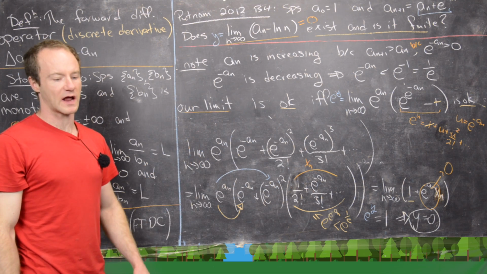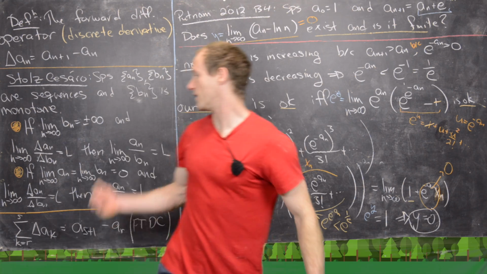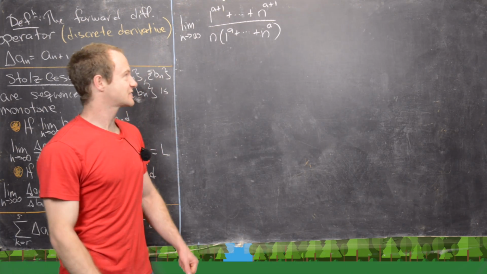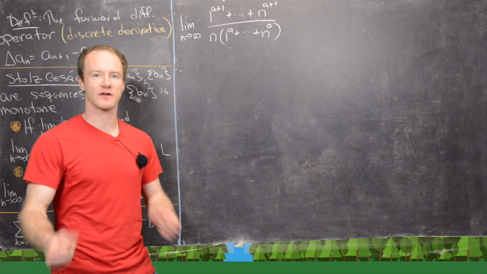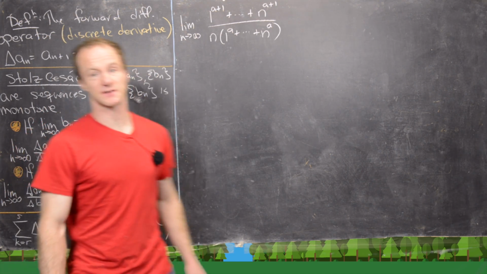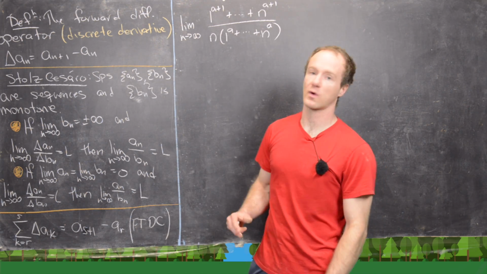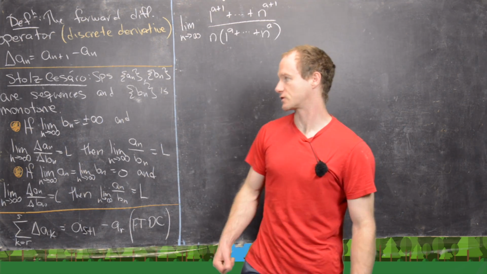Now I'll clean up the board and we're going to do another problem that we've recently done using this theorem. Okay, next we're going to revisit this limit, which we found in a previous video using Riemann sums, but we're going to use this forward difference operator and the Stolz-Cesaro theorem. In other words, the discrete L'Hopital's rule.